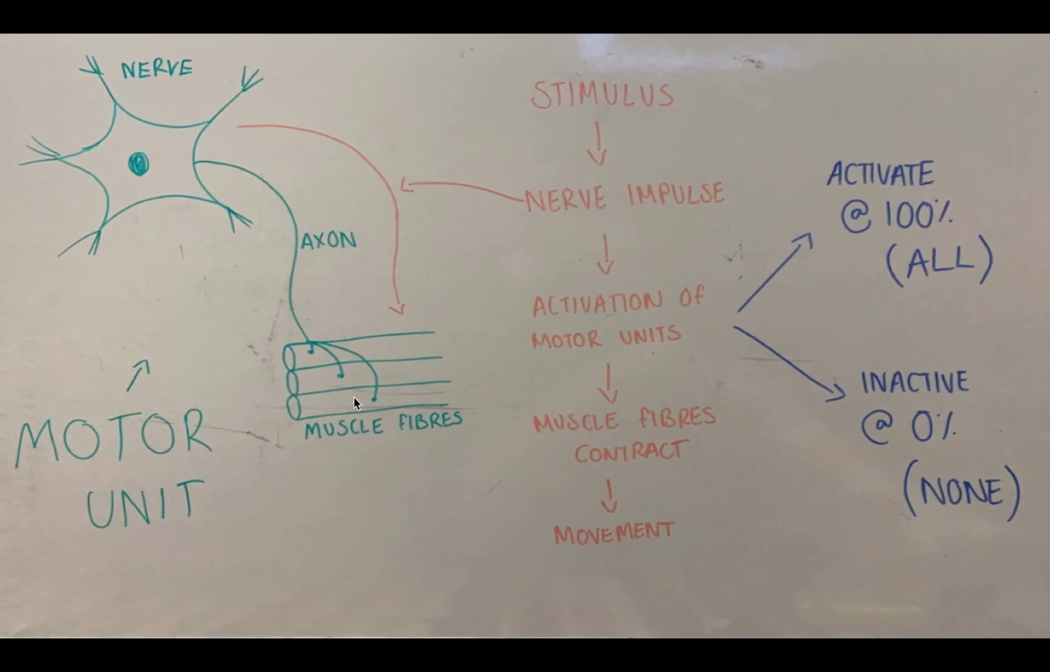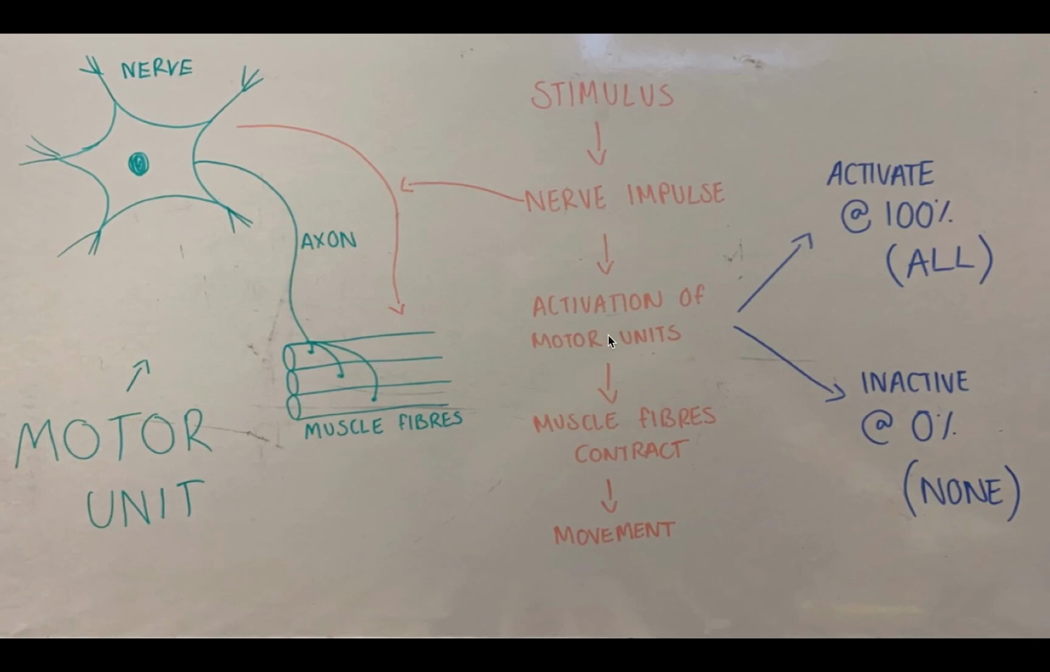Thinking about our previous slide, it's the stimulus that causes that nerve impulse to happen, and that nerve impulse travels from the nerve through the axon, if you're following the red line, into your muscle fibers. This causes the activation of your motor unit. So this nerve impulse that travels through the axon here causes the activation of this whole motor unit here. This then causes your muscle fibers here to contract, which creates your movement.